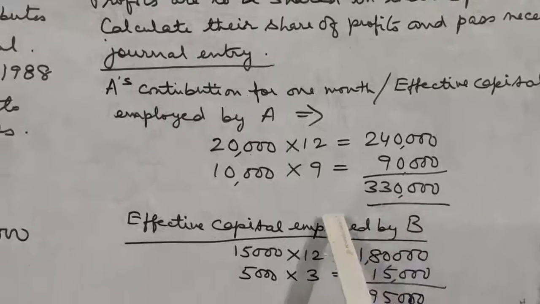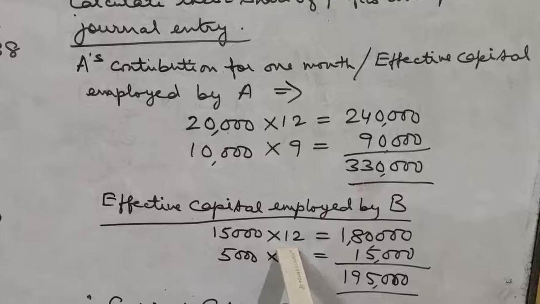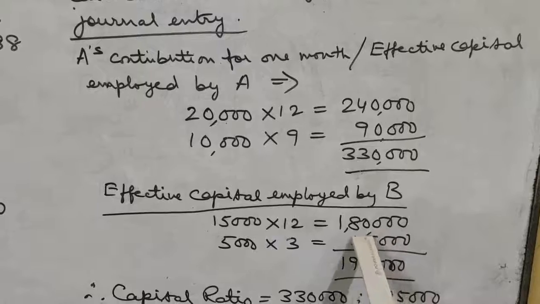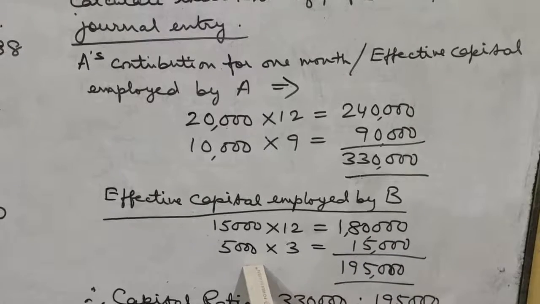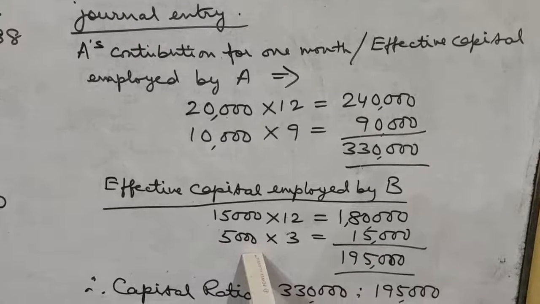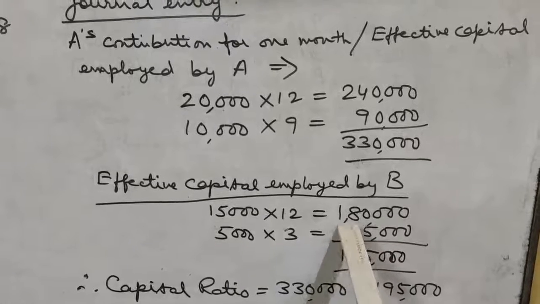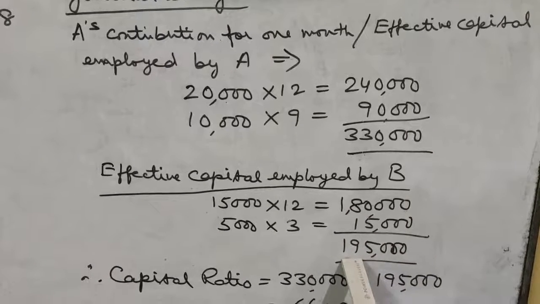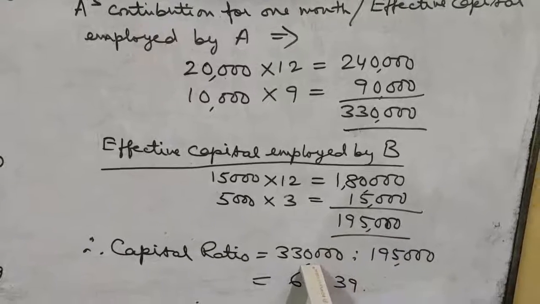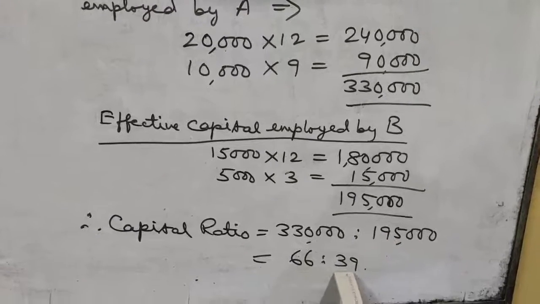Similarly, if you look at effective capital employed by B, 15,000 rupees he had employed for 12 months. So, 15,000 into 12, 1,80,000. And 5,000 rupees he invested on 1st of January. So, from 1st of January till 31st of March, 3 months. So, 5,000 into 3, that is 15,000. So, the total is 1,95,000. So, the ratio of their capital employed is 3,30,000 is to 1,95,000. That is 66 is to 39.